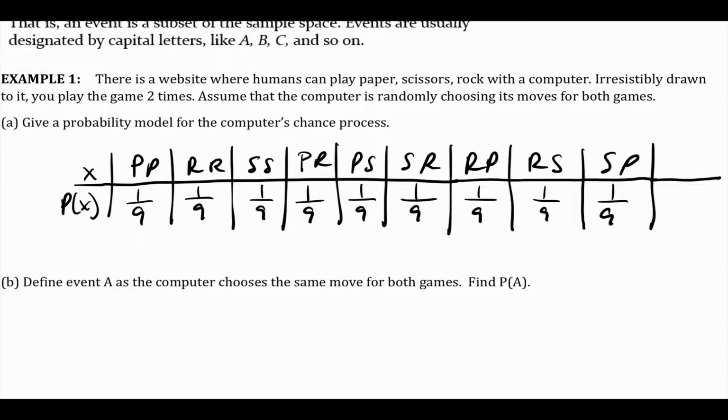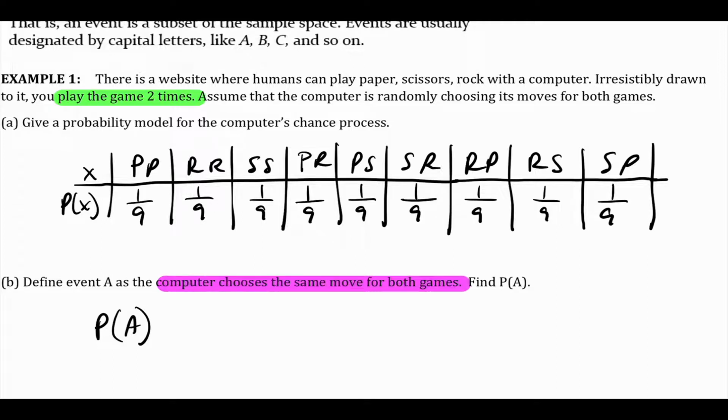Wait, so playing the game 2 times is considered one event? Because that's what they said. They said play the game 2 times, so that's my event. It's considered one event. Okay? So define event A as the computer chooses the same move for both. So event A is the same thing as saying the computer chooses the same move for both games. What's the probability of that happening?